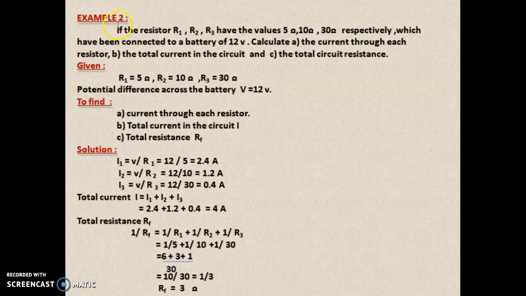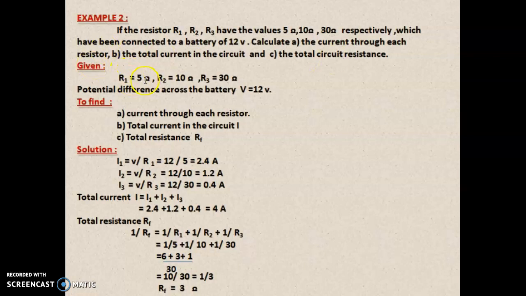Example 2. If the resistors R1, R2, R3 have the values 5 ohm, 10 ohm, 30 ohm respectively, and are connected to a battery of 12 volt, calculate the current through each resistor, the total current in the circuit and the total circuit resistance.